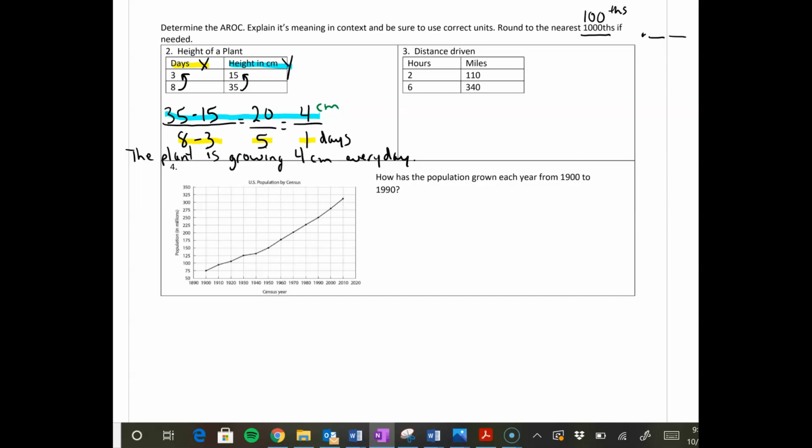All right, next problem. So we're going to take a look at our distance driven. So again, our hours, our time is always X, and our miles will be our Y. And I'm going to make my fraction, and I'm going to start to subtract, and I'll do the Y's of 340 subtract 110. So if you don't know what that is, those are bigger numbers. It's been fall break, so you just turn on your calculator, you subtract them, and you get 230. And now when I subtract the X values, I'll do 6 and subtract 2, which gives me 4. And then I'll need to divide them.